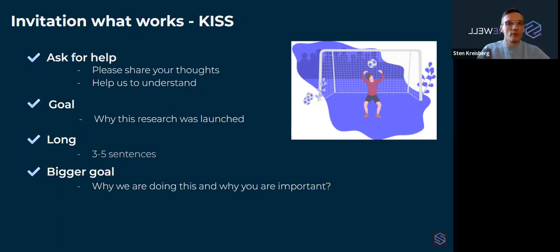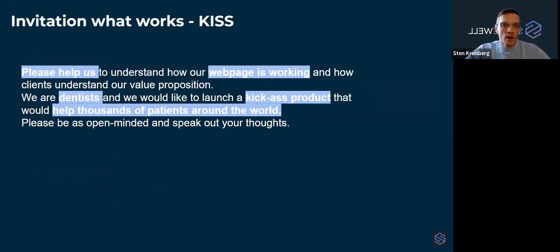And also it is good to mention why this research was launched. So the bigger goal, for example, that we made this research so our homepage would help in the future some type of people, for example dentists, or all people who go to the dentist book a better time. So the person knows that, okay, if I put my effort into this, then in the future I also help to get things better. So here is a quick and easy invitation that works.